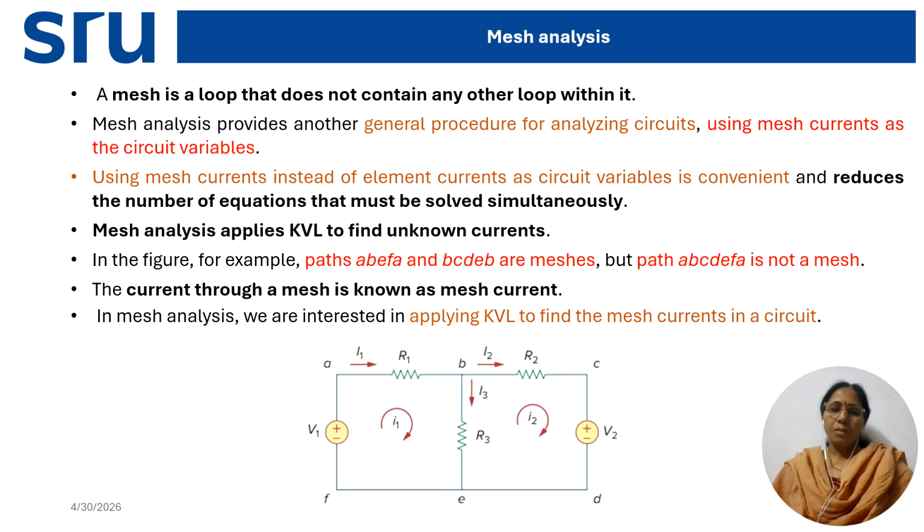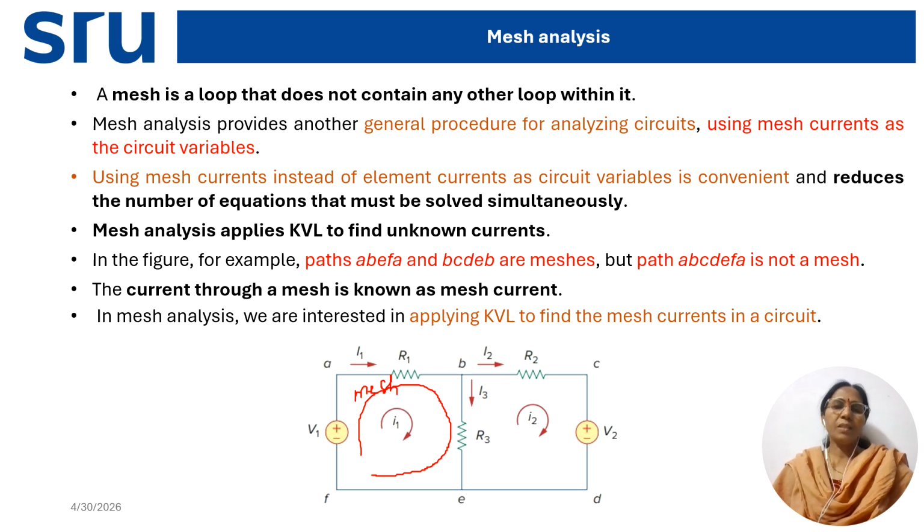Now see the properties of mesh analysis. A mesh is a loop that does not contain any other loop within it. In this example, here it is a loop, a combination of the voltage source, R1 and R3. It does not contain any other loop within it. This combination of these three elements in a closed circuit is said to be a mesh. So this is your mesh example in this network.